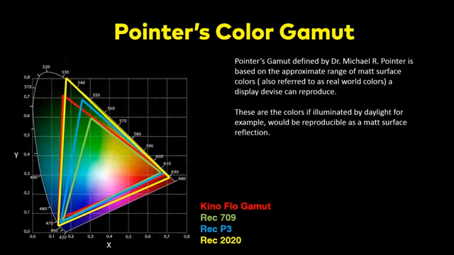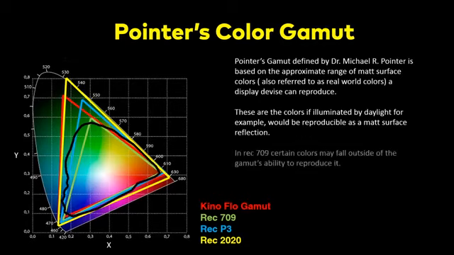There was another interesting thing that I came across, and it's called Pointer's Gamut. These are the real-world colors that a display device will reproduce just with reflected white light. And to me, it was interesting. It doesn't necessarily follow any kind of triangle. It falls outside of 709, but it's well within 2020.